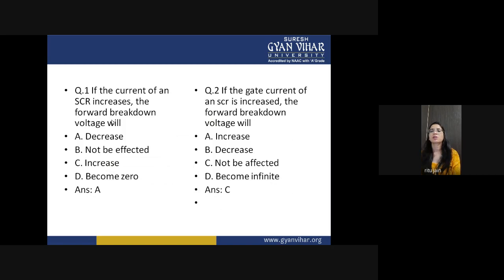The second question is: if the gate current of an SCR is increased, the forward breakdown voltage will, not be affected. The forward breakdown voltage will not be affected by increasing the gate current.